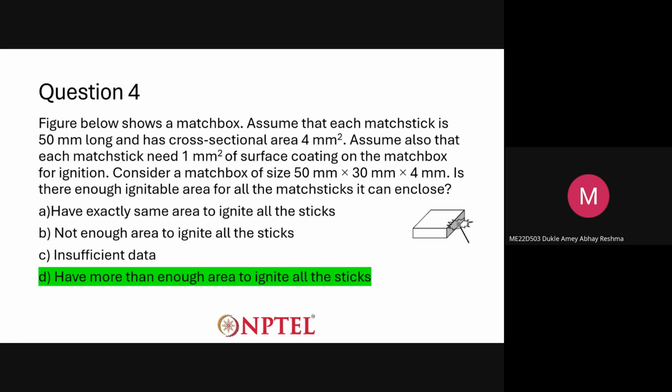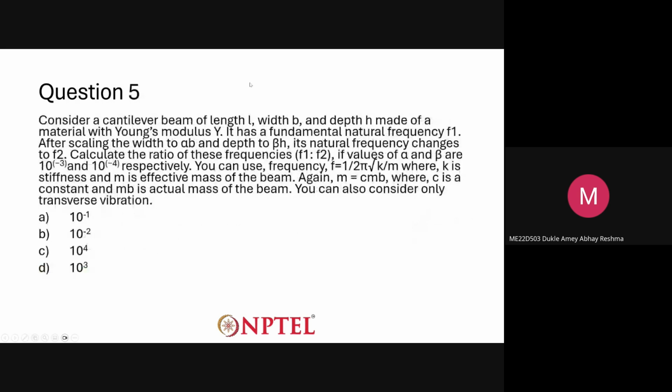Okay, so we'll move to the next question. We have a cantilever beam of length L, with the beam made of a material with Young's modulus Y. It has a fundamental natural frequency of f1. After scaling the width to alpha b and the depth to beta h, its natural frequency changes to f2. Calculate the ratio of f1 to f2 if the values of alpha and beta are 10 raised to 3 and 10 raised to 4 respectively.